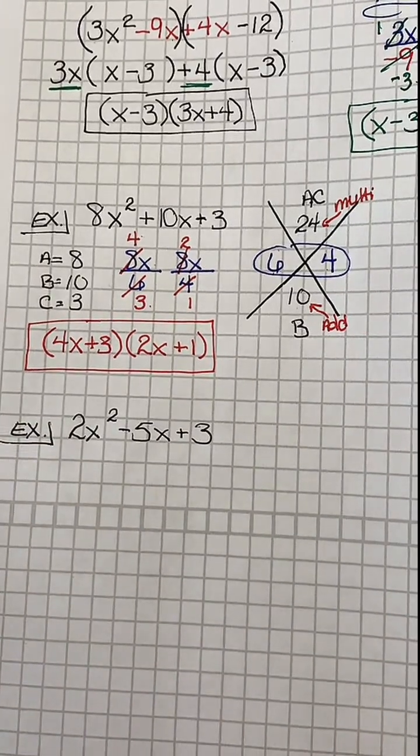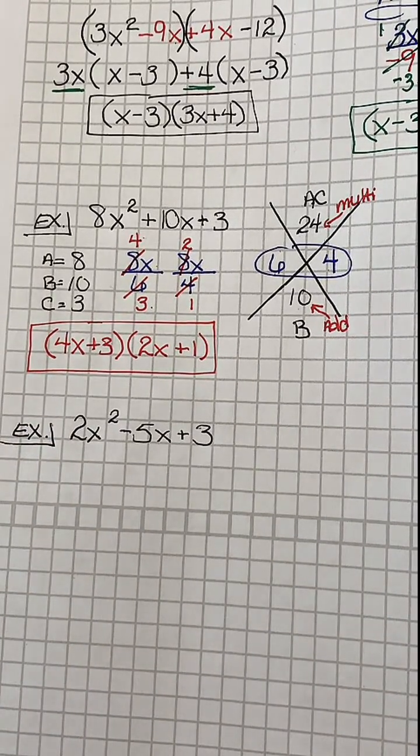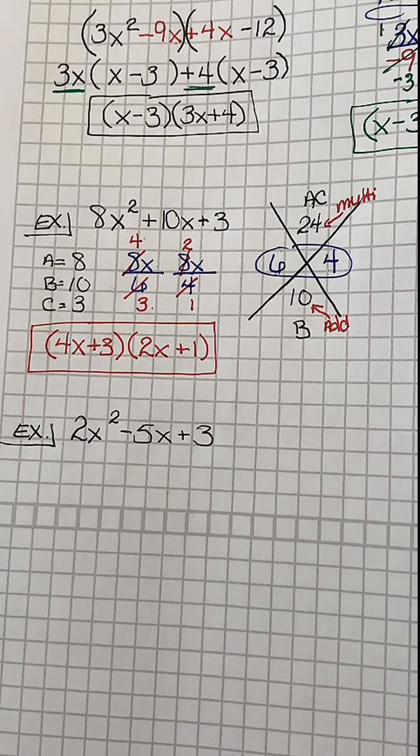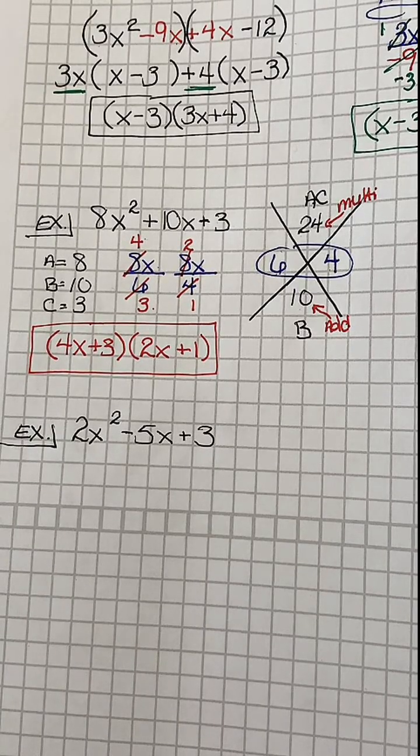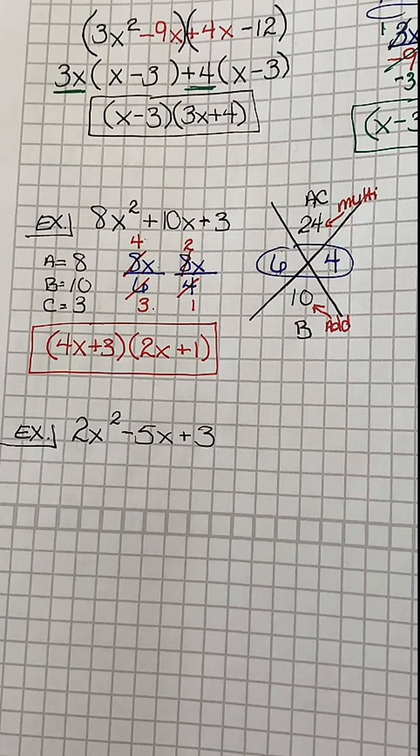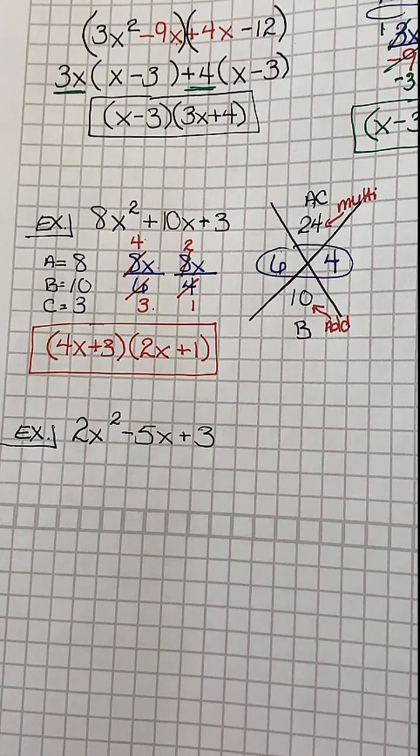Okay, give this one a try. So 2x squared minus 5x plus 3. Okay, tell me my factors. The abracadabra method. Oh, good. All right, not a problem. Not a problem. Enjoy.